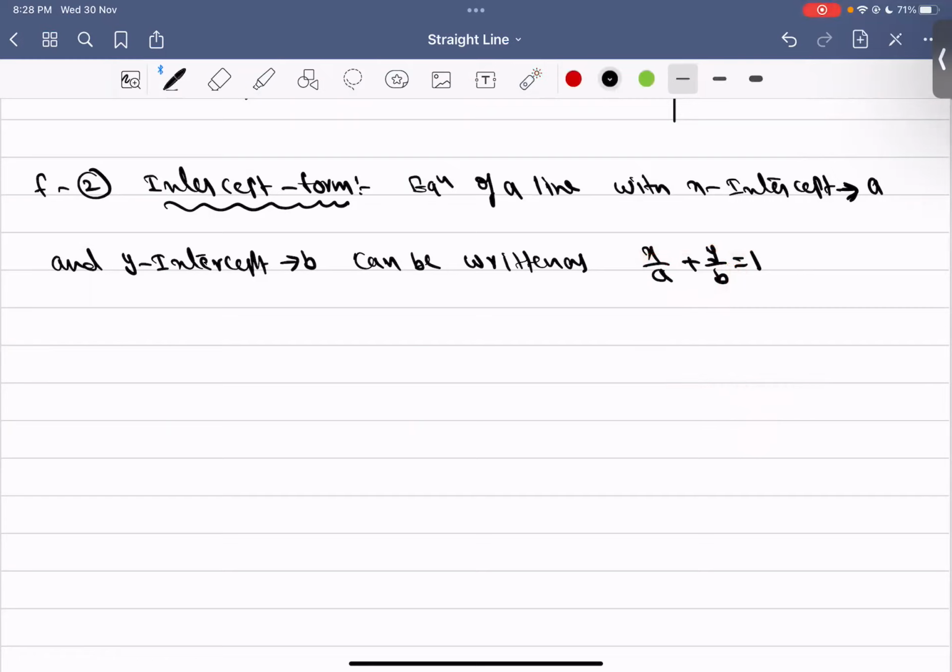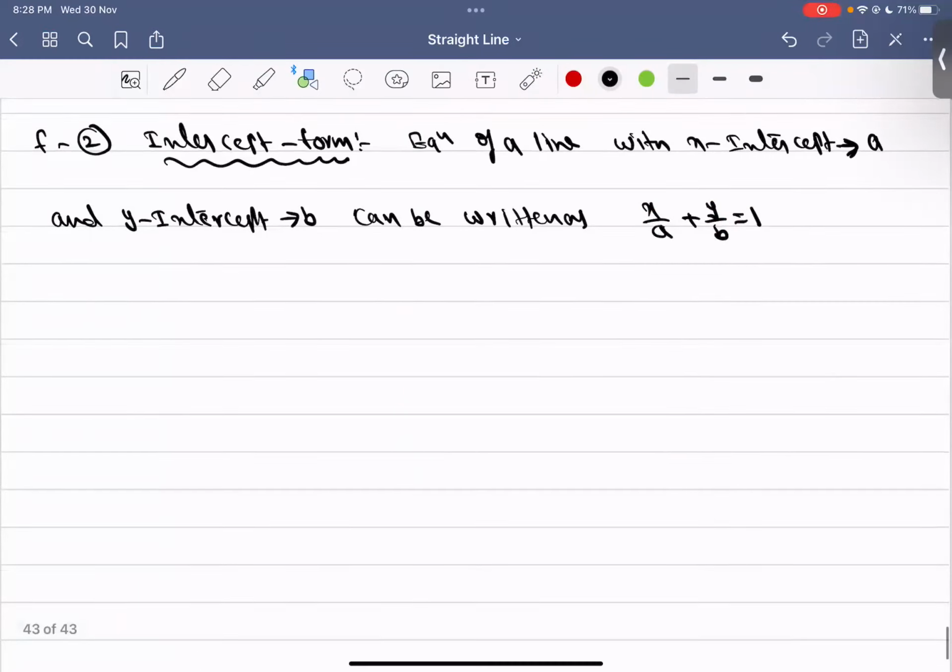To prove it, see, we already derived the slope intercept form. With the help of that slope intercept form only, we will derive x by a plus y by b equal to 1, that is the two intercept form. To derive it, this is the y-axis and x-axis. Now this is the origin.